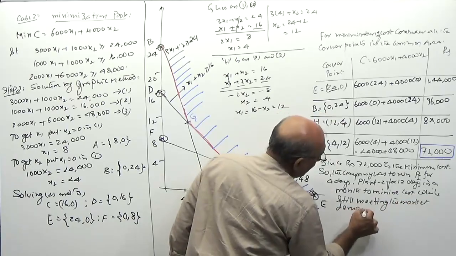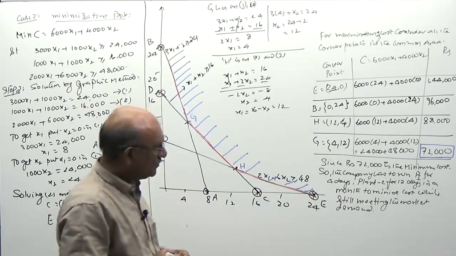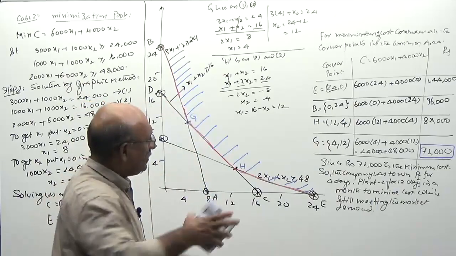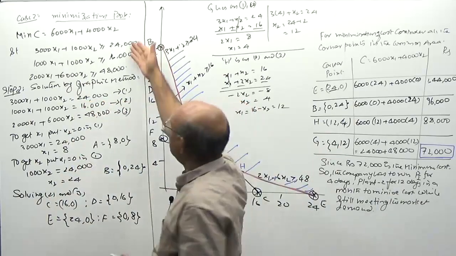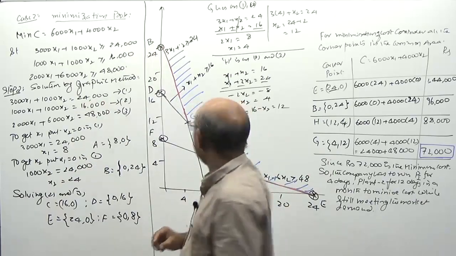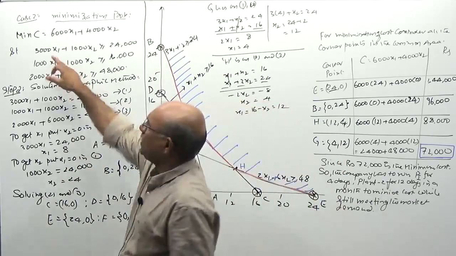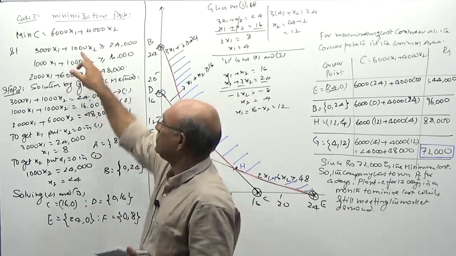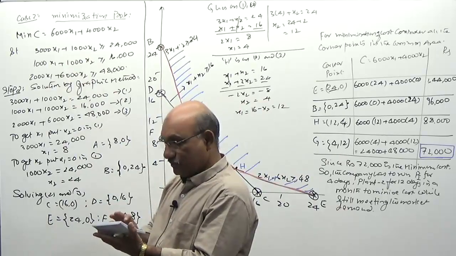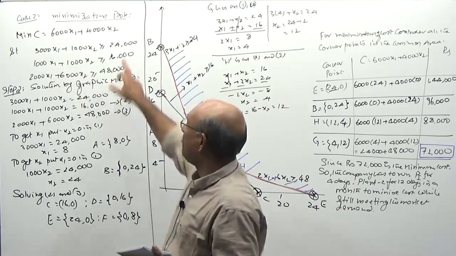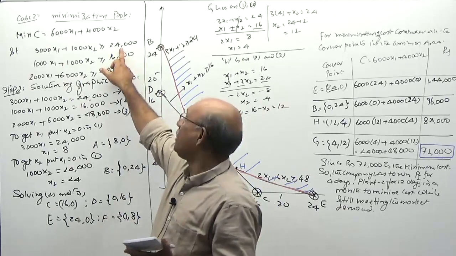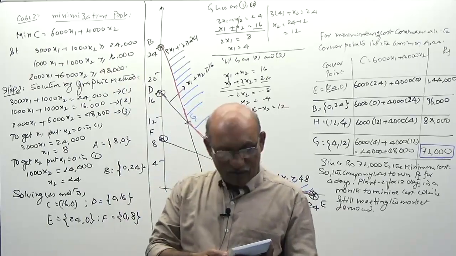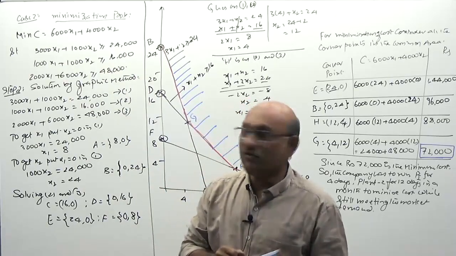While still meeting the market demand. Okay, sir, let's verify whether 4, 12 satisfies this or not. 4 days plant 1, 3 4s are 12,000, plus 12 days, 12,000, 24,000 bottles of A we are producing, sir. 24 is the minimum requirement. So product A, we are producing only 24,000 bottles.